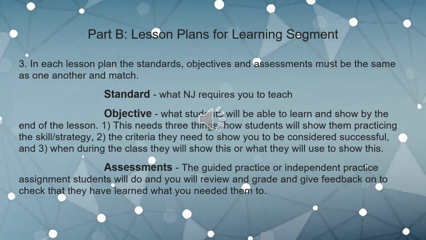The second part is going to be what criteria they need to show you to be successful, to show that they've really learned this and not that they need help. The third thing is going to be when during class are they going to show this and do this. So you need to have all three of those parts in your objective.